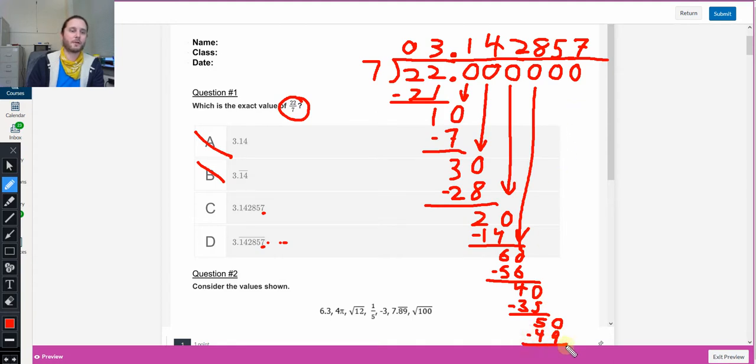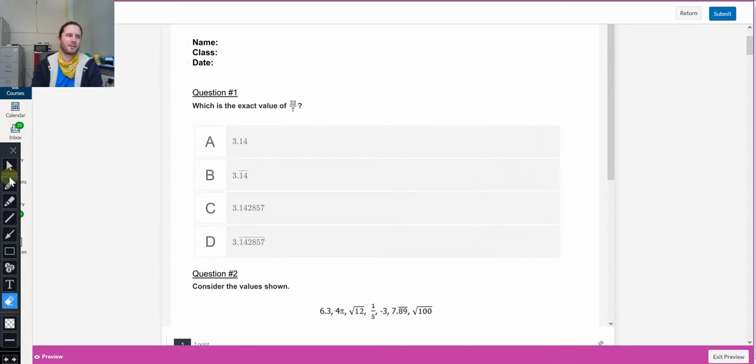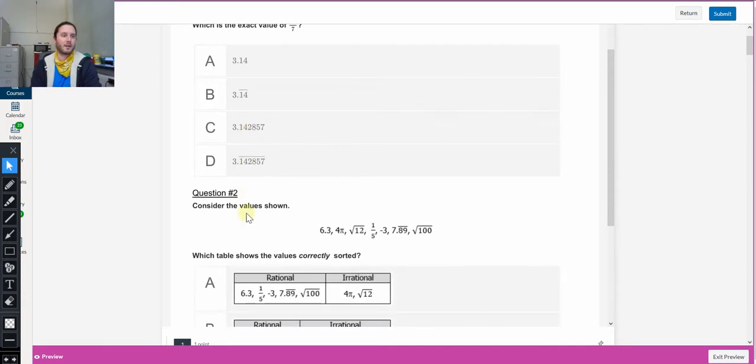And this confirms that it is not C. Because when we got down here, we still don't have a remainder of 0. We have a remainder of 1. So for number 1, it's going to end up being D. And as a quick heads up, so that you're sure, anytime you are dividing by a 7, it is going to be an infinite repeating decimal. It's not going to terminate. It is going to keep going.